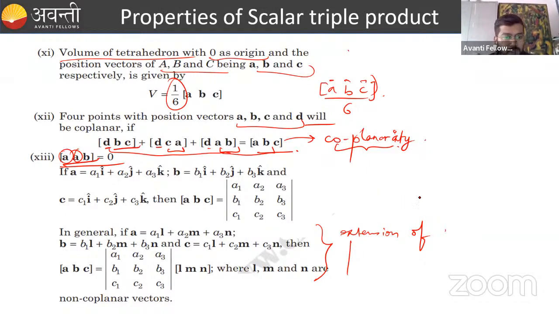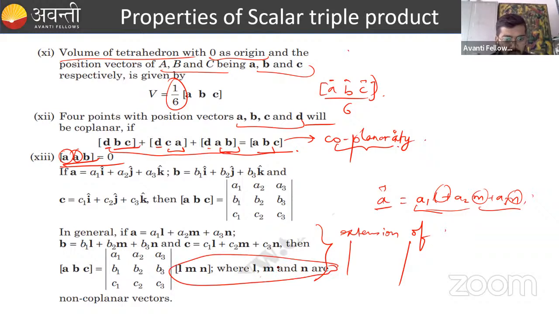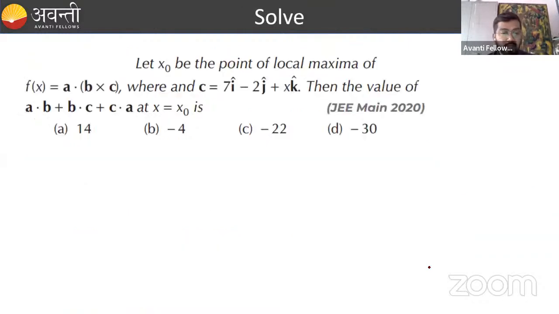You can write A bar as A1 into L plus A2 into M plus A3 into N. See, this L, M, N are non-coplanar vectors. Whenever you can represent a vector in terms of like this, then you can find the scalar triple product with this formula. The box product of LMN is done separately, and then the components of ABC are kept in the determinant. Okay, so let's remember this.